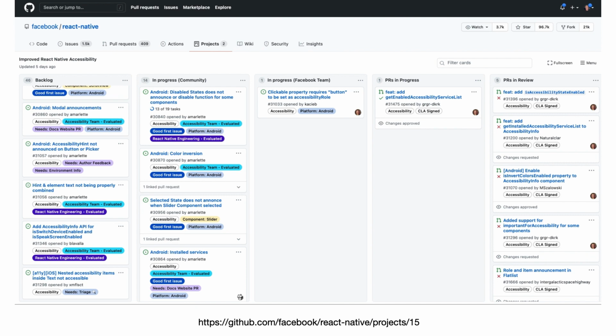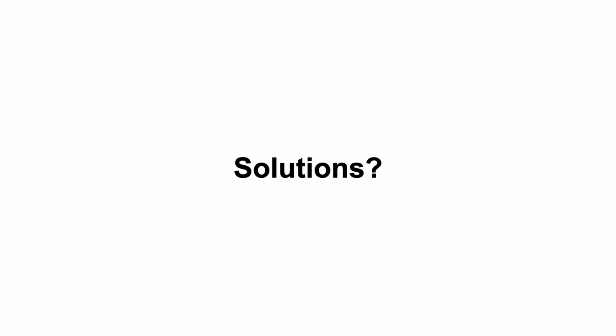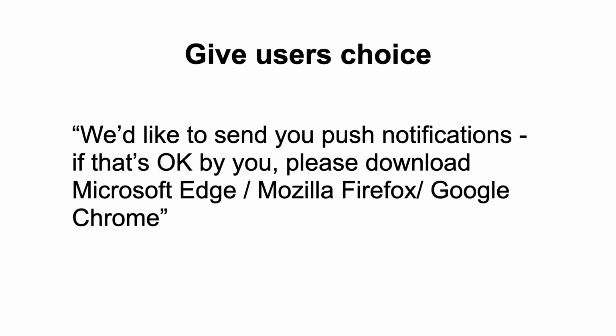What I would really like to do is say to them, okay, just put this notice on your web app. Say, we'd like to send you push notifications if that's okay by you. Please download Microsoft Edge, Mozilla Firefox, or Google Chrome on iOS. However, if they do download Edge for iOS, Firefox for iOS, or Chrome for iOS, that's no help at all because Apple prohibits those browsers using their own more capable engines, and they have to use the Safari engine under the hood. So consumers get no choice at all.